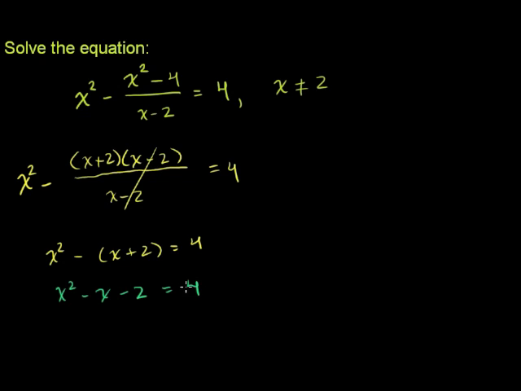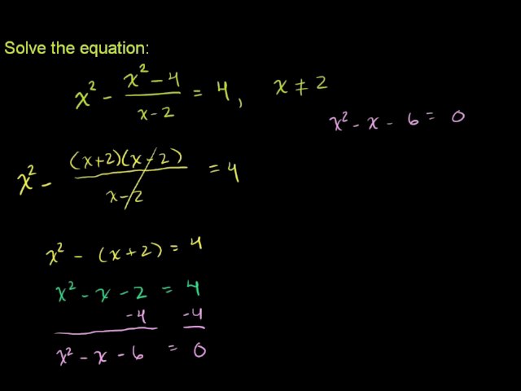So let's do that. Let's get a 0 on the right-hand side. The best way to do that is to subtract 4 from both sides of this equation. Subtract 4. And we are left with x squared minus x. Negative 2 minus 4 is negative 6. And then 4 minus 4 is 0. That was the whole point. So we have x squared minus x minus 6 is equal to 0. Let me write it up here. x squared minus x minus 6 is equal to 0.